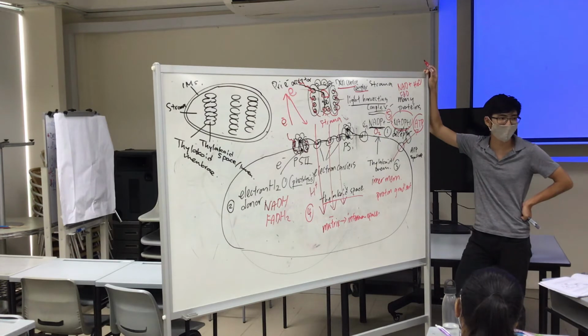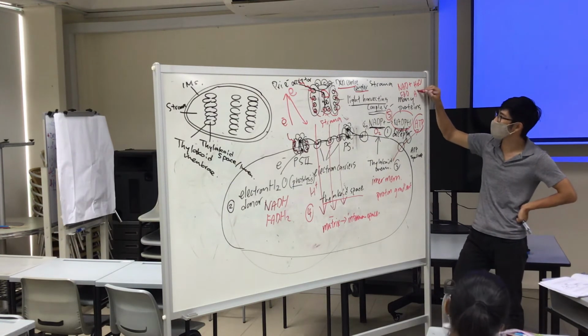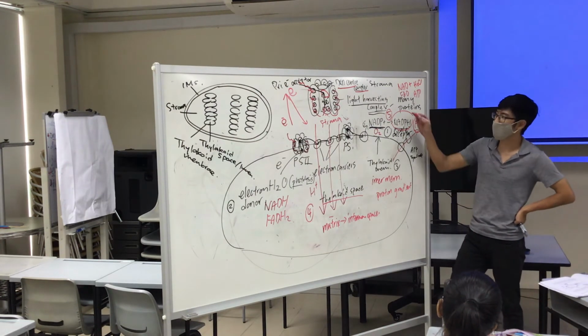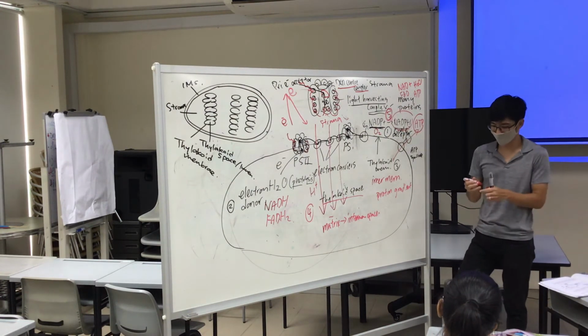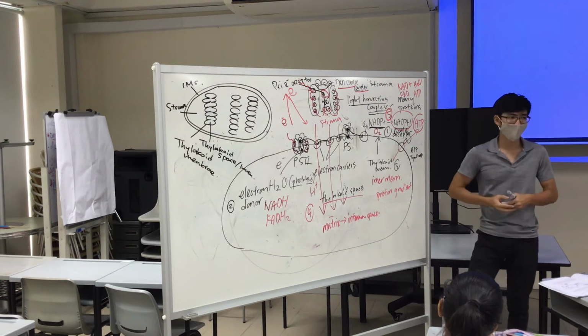Anything else you get as products? You also get ATP, right? ATP is also a product. So in both cases, we produce ATP. And you can compare products. Number 5, you can compare products. Anything else to compare? Okay, nothing else to compare.